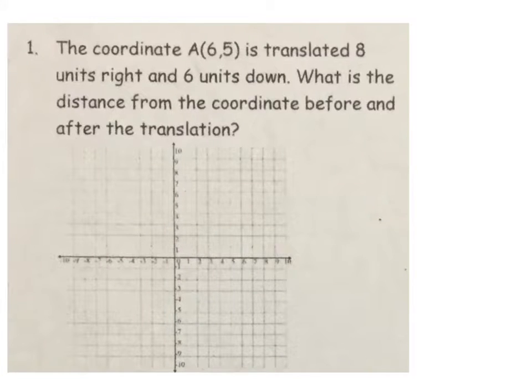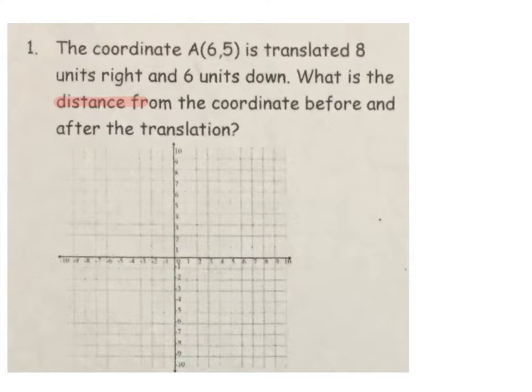Okay, so this is homework number 6, the benchmark review, a little before our CDB, that's tomorrow. All right, so it says the coordinate A (6,5) is translated 8 units to the right and 6 units down. So we're looking for the distance from the coordinate before and after the translation.